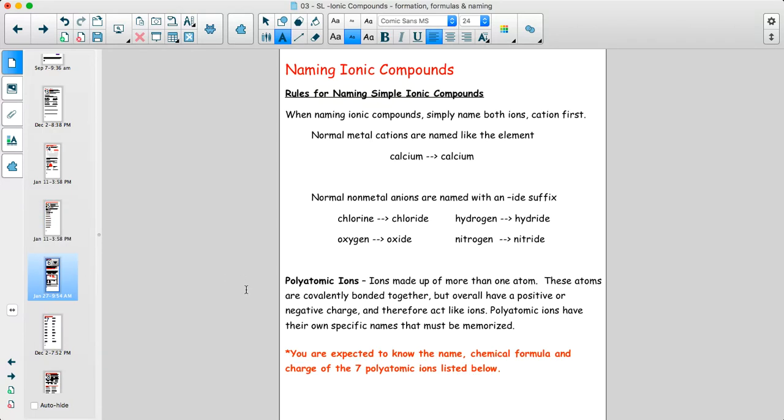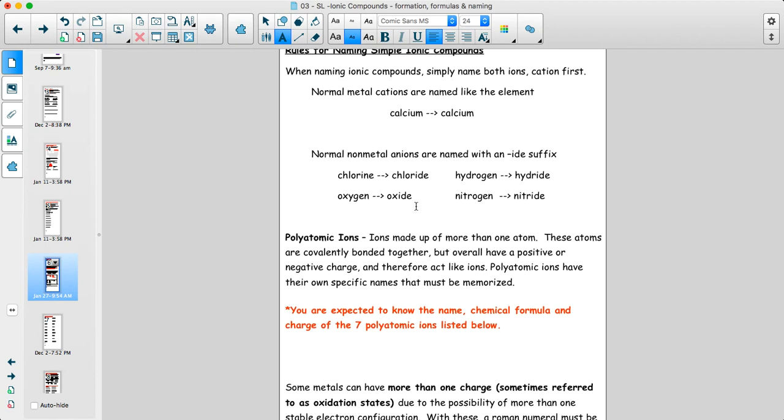And the last little bit is naming ionic compounds. Naming ionic compounds, you've already heard me do it in this video. It's really very simple. The names of the metal cations are named just like the element. So calcium, when it's an atom, is called calcium, and calcium, when it's a 2+ ion, is still just called calcium.